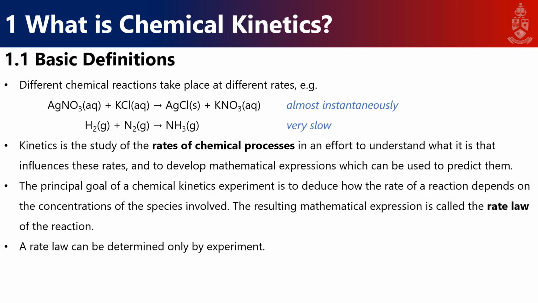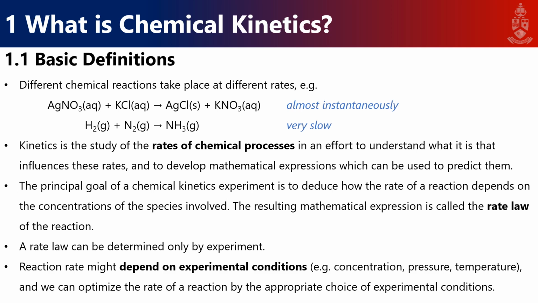So the principal goal of any kinetics experiment is to deduce how the rate of a reaction depends on the concentrations of the species involved. And here the species that I talk about can be reactants or products. The resulting mathematical expression that we obtain from experimental data is called a rate law of a reaction. We will talk about that in much detail when we do the theoretical part right at the end of the course. Please just remember that the rate law can only be determined by experiment, so you cannot use reaction stoichiometry to determine the rate law of a reaction.